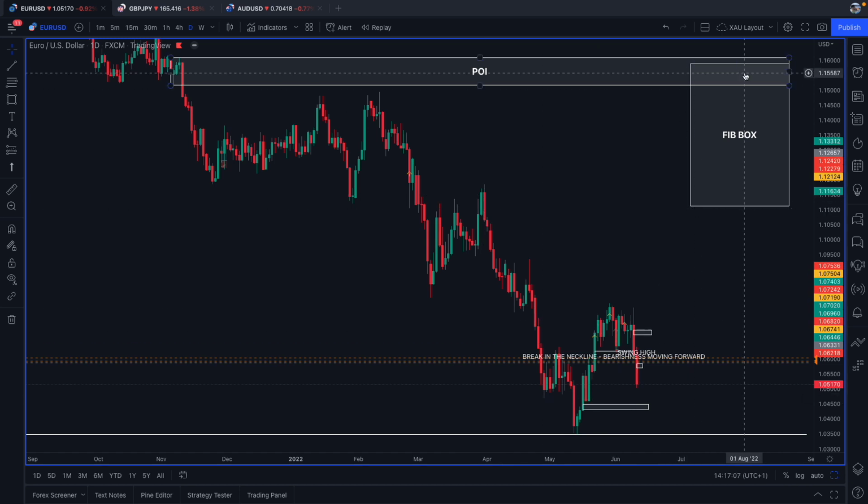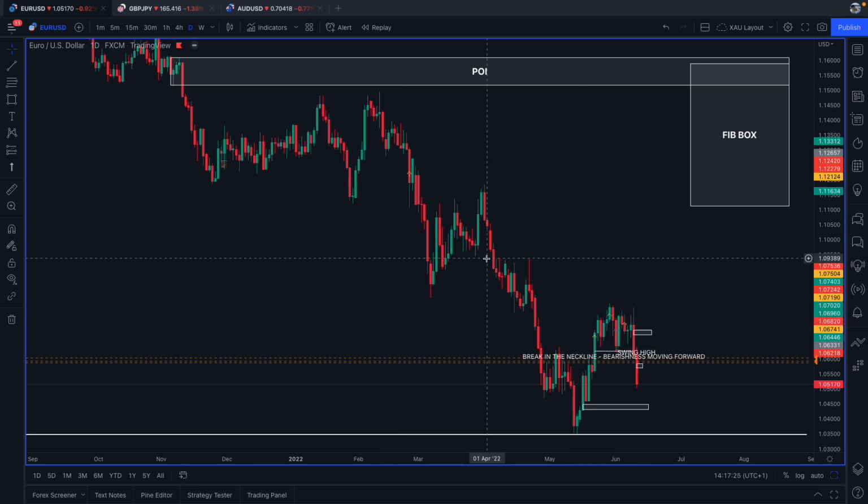we can see how I have a point of interest marked out with our fib box. I would like to see price trail back up to this point. That is my higher time frame bias. Obviously, this market is very much bearish, and we want to be bearish longer term.